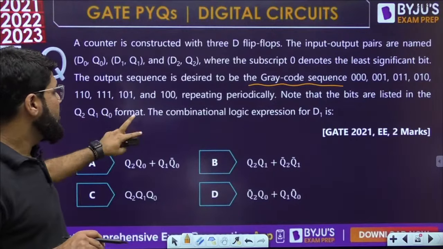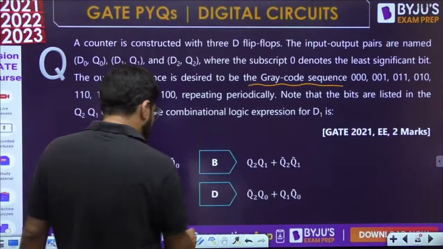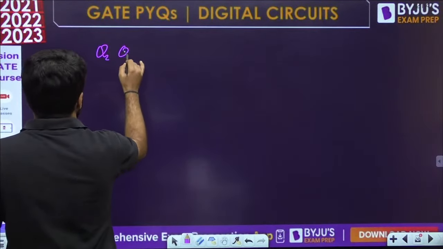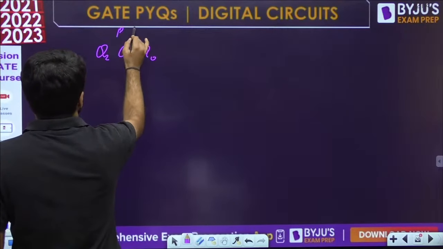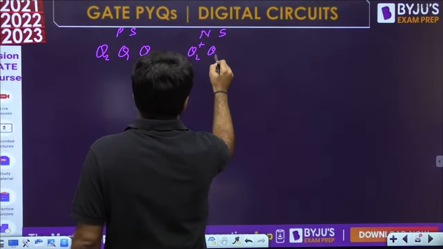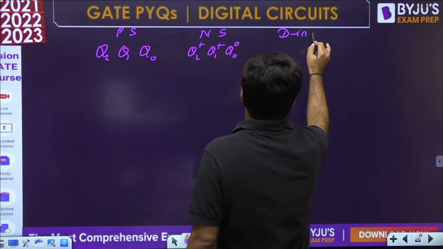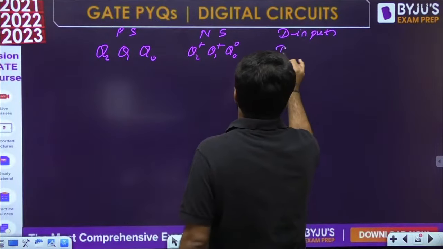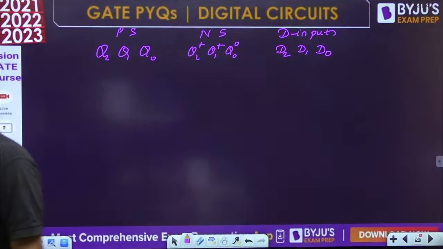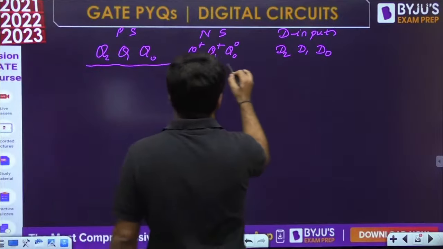MSB to LSB. What is the combinational logic expression for D1? What I will simply do is, let me write down the current state. This is known as the present state. Then I will write down the next state, that is Q2 plus, Q1 plus, Q0 plus. And then I will write down the D inputs, the excitation signals, like how you design a counter.